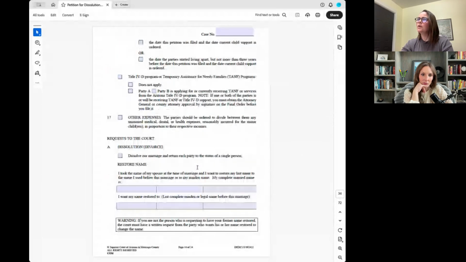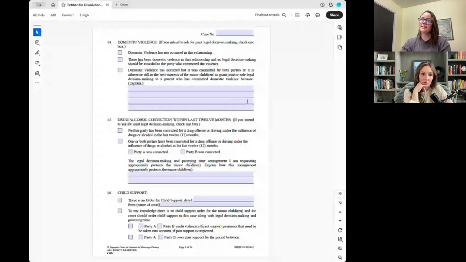Oh no, here we go. There's still more. Domestic violence. The court needs to know this. We talked about this. They'll consider incidences of domestic violence when they determine child custody issues. Same thing with the drug and alcohol convictions. We should tell the court that so that the court will know how to award parenting time and decision making for the children. And then child support.